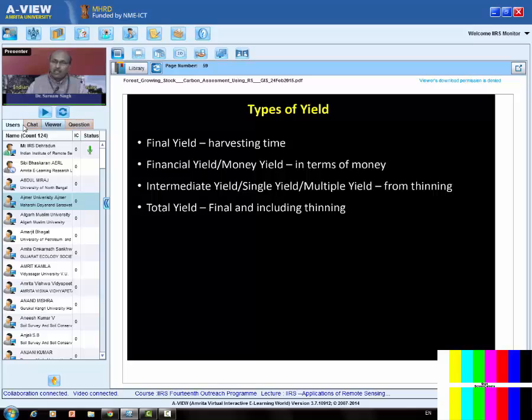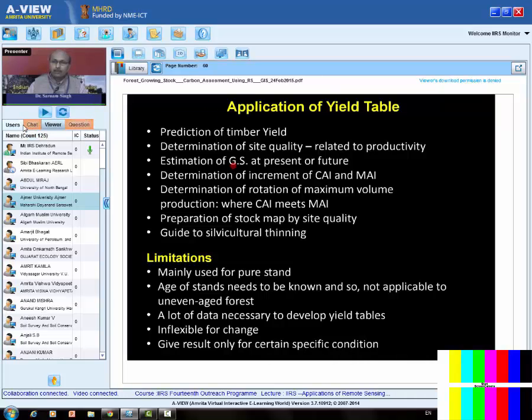So there are four types of yield. The final yield, basically at the harvesting time, is what I am going to get. Then financial yield, that is in terms of money, how much money I am going to get, depends upon the market rates. Then we can get intermediate yield, because a lot of operations keep going on in between, like thinning. We keep on thinning, the poles are removed, so that you give more chance to trees to grow in girth and in height. So thinning is done, and that is also a midterm yield. And then we have total yield, which is basically final, including all the thinning and all that.